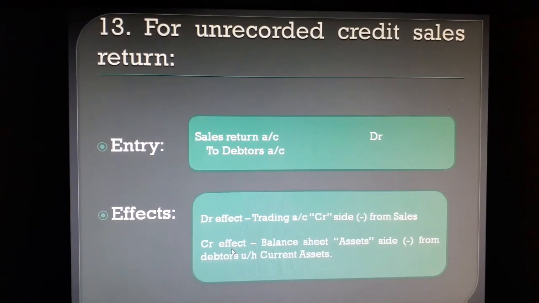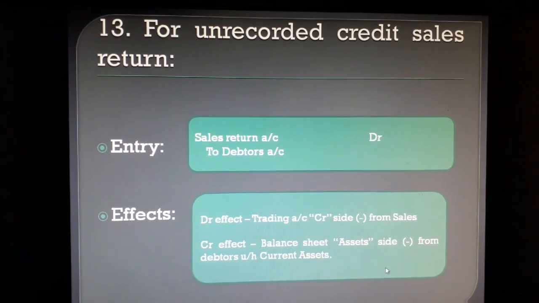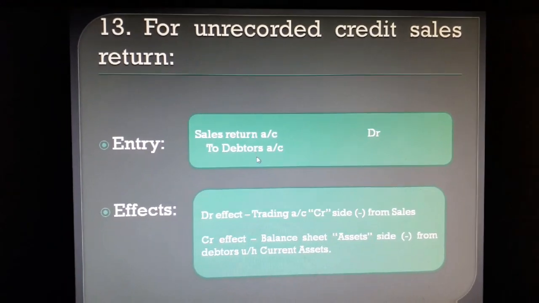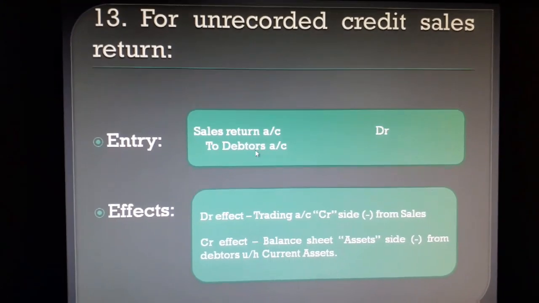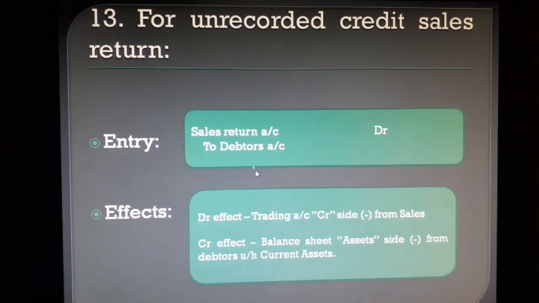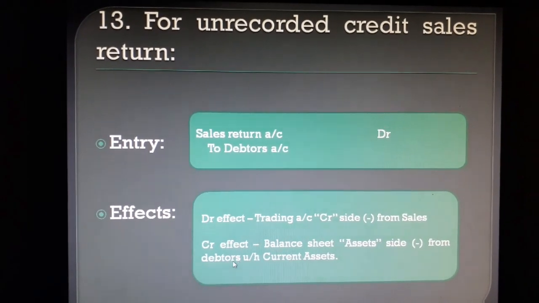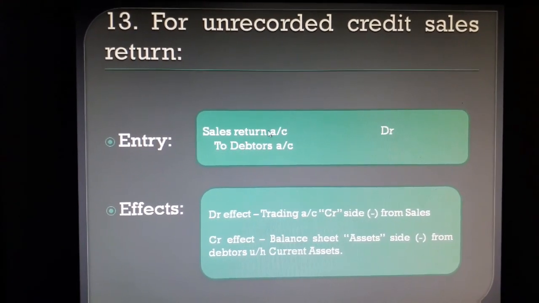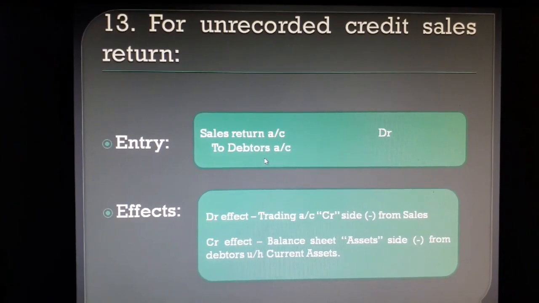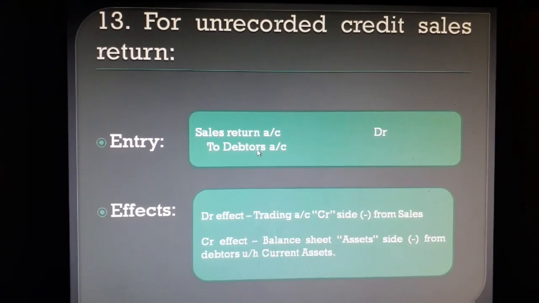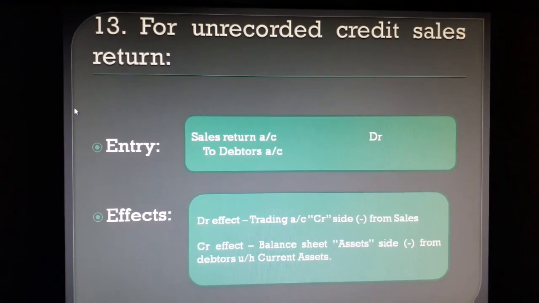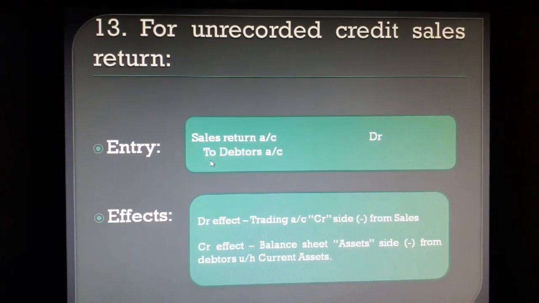And the credit effect is balance sheet assets side minus from debtors under the head current assets. So why do we credit the debtors account? By crediting the debtors account, we get the net amount receivable from the debtors. Because due to sales return, the amount of the sales return will not be received from the debtors because they have returned the goods. And to show that reduction, the debtors account gets credited.